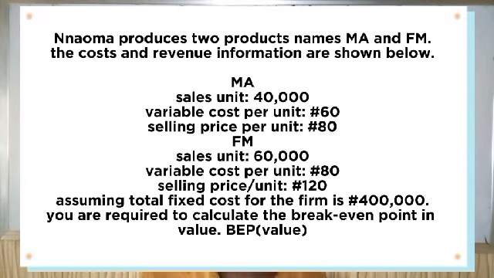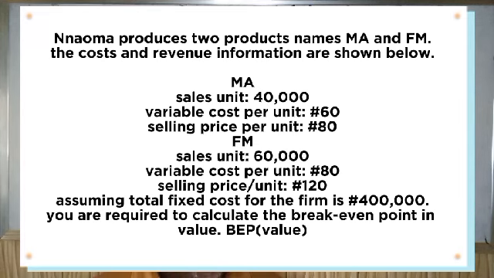The cost and revenue information are shown below. Product we have MA and FM, sales units, variable cost per unit, and selling price per unit. For MA, 40,000 units is what we sell, variable cost is 60 naira, and selling price is 80 naira. For FM, sales unit is 60,000, variable cost per unit is 80 naira, and selling price per unit is 120 naira.